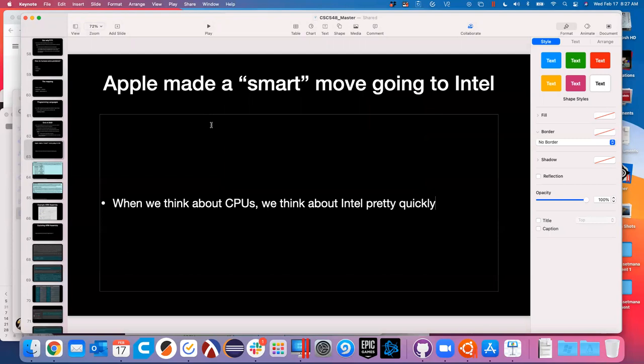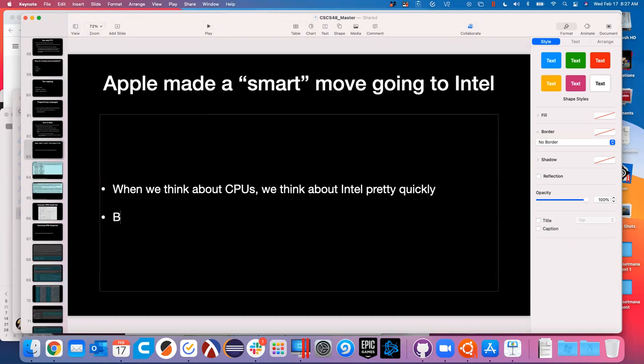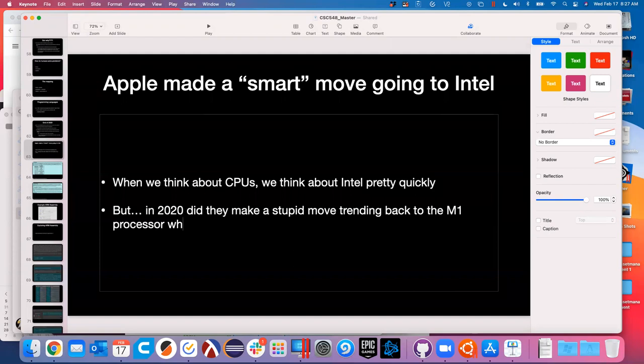But in any case, we're going to say Apple made a smart move moving to, let's call it, the industry standard of Intel. So then we're going to say, but in 2020, did they make a stupid move trending back to the M1 processor, which Apple manufactures? So there is a difference here, right?